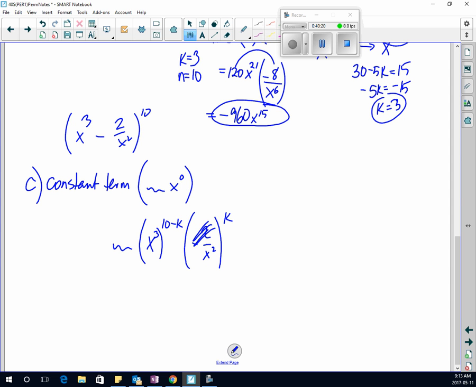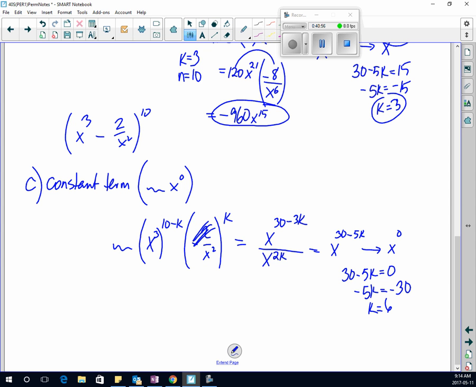So what does this simplify to be again? X to the power 30 minus 3k over x to the power 2k. That simplifies to be the same thing we got before, x to the power 30 minus 5k. Remember, we're looking for x to the power 0, which means 30 minus 5k equals 0. Move the 30 over, I get minus 5k equals minus 30. So k is 6, which means I'm finding term 7, which I already figured out from before. So let's find term 7 and better hope there's not an x in it.